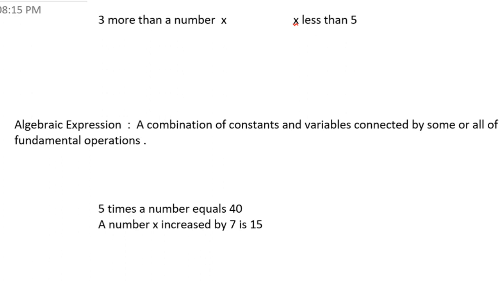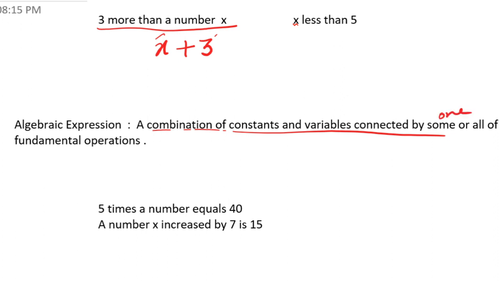Here I have written one verbal expression: 3 more than a number x. How can we write this? It is x plus 3. Now what is this? We have done this already. x is a variable, 3 is a constant, and a combination of constants and variables connected by some or all fundamental operations is known as an algebraic expression. So this is our algebraic expression.